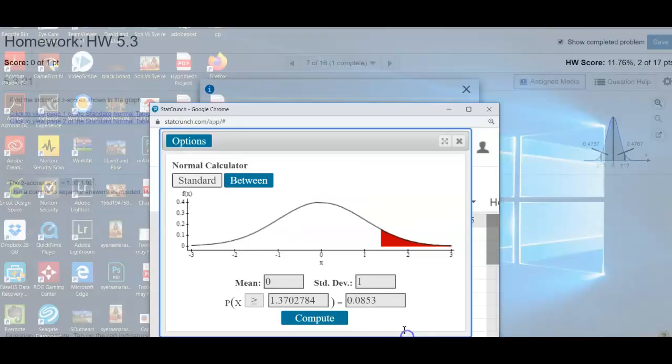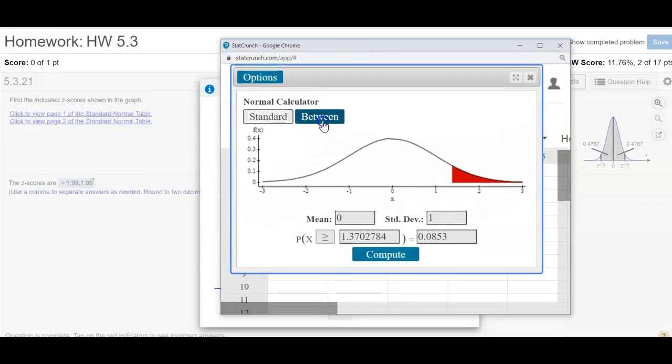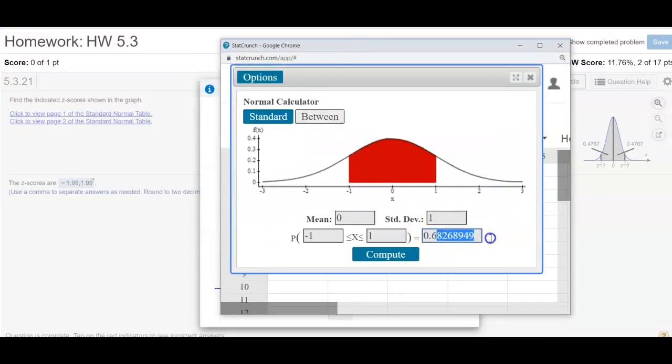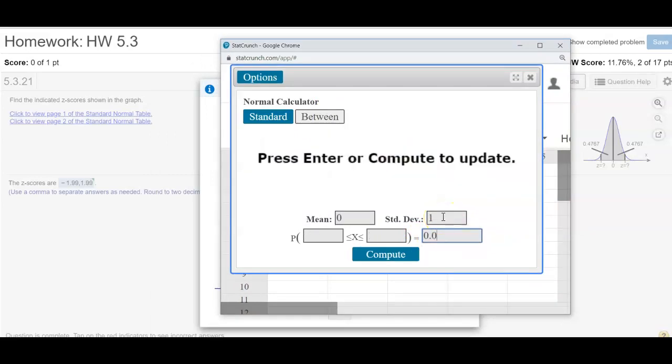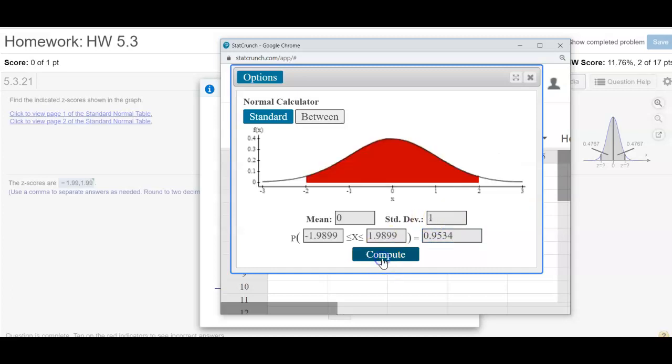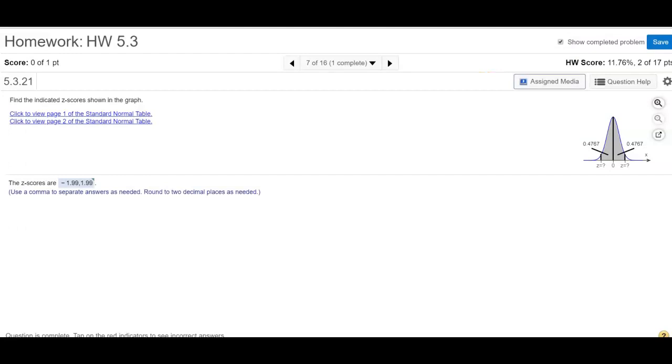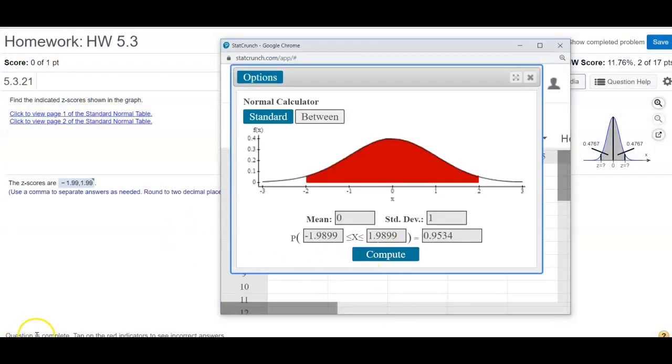So I'm going to go ahead, StatCrunch. Remember, it has to be between. My area is 0.9534. I compute. And if you see that, remember it's area between, so you will have two z-scores. One is to the left and one is to the right. They're asking you to round off, so you will go ahead and round off to 2 decimal places. And you see that your answer does match. Okay, so let's move on to the next one.